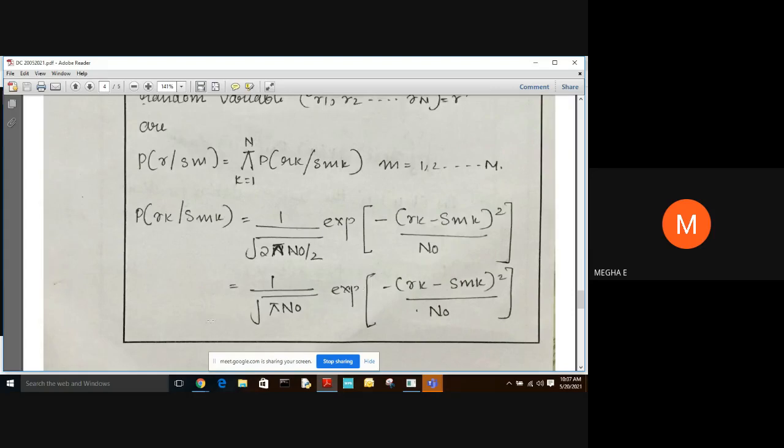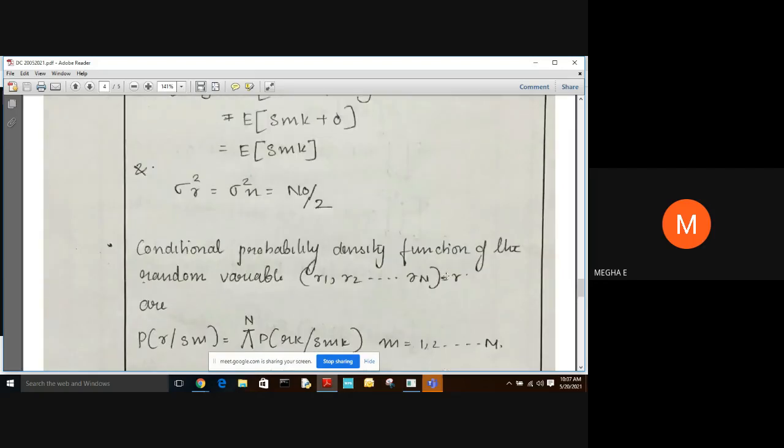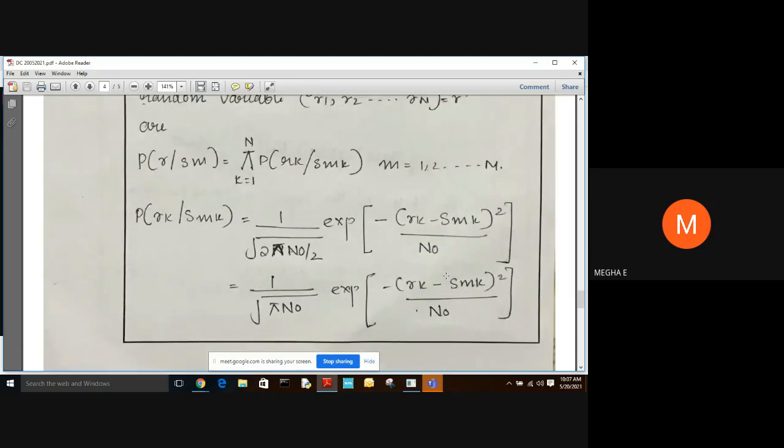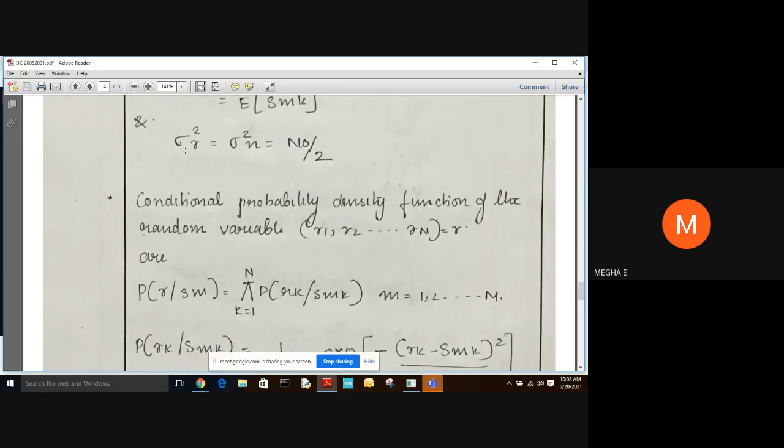This equation is clear, and on taking this square root term, we'll get 1 by pi into n0 the whole raised to 1 by 2 into exponent of minus Rk minus Smk the whole square divided by n0. So this is the conditional probability density of the random variable R. Conditional probability is given by P of R given Sm. That is the R, the vector component. Vector R given, that is the received signal, given the transmitted signal. So we are finding the conditional probability for this random variable R.